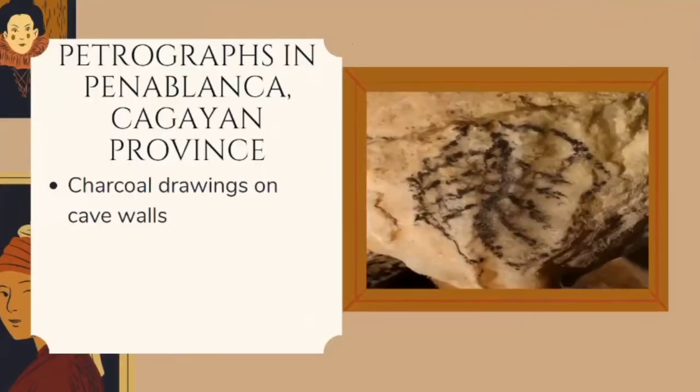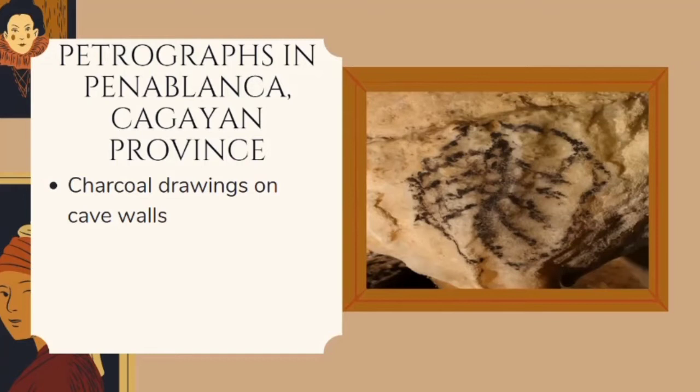Petroglyphs in Peña Blanca, Cagayan Province. Charcoal drawing on cave walls. Petroglyphs in Peña Blanca, Cagayan, Callao Limestone Formation, Paleolithic archaeological site. Isa sa mga kilalang landmark at tourist spot ng lalawigan. It is also known for the charcoal-drawn Peña Blanca Petroglyphs.